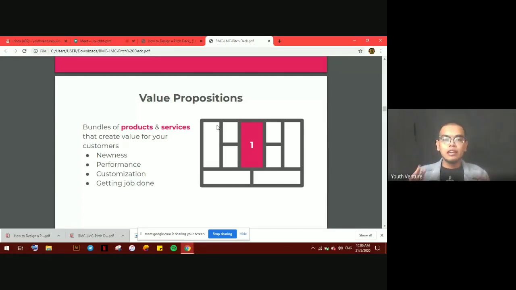Maybe it revolves around the newness of your solution or the performance of your solution. Maybe the performance of your solution is better compared to your competitor. Or maybe you've customized your solution specifically for that problem, and maybe your solution is one that can get the job done. So I'll give you a simple example.